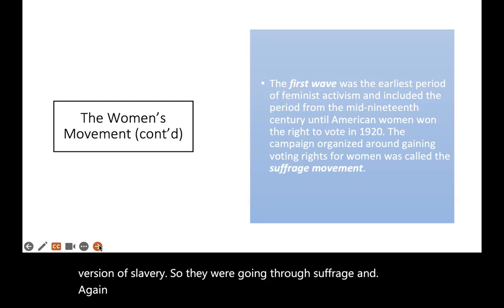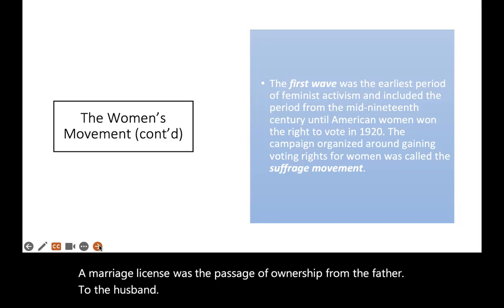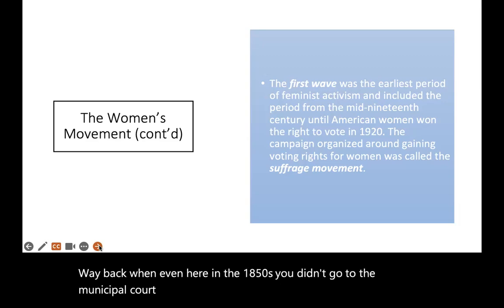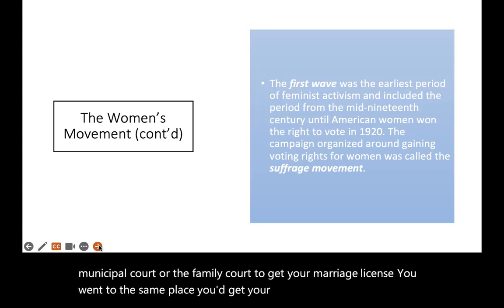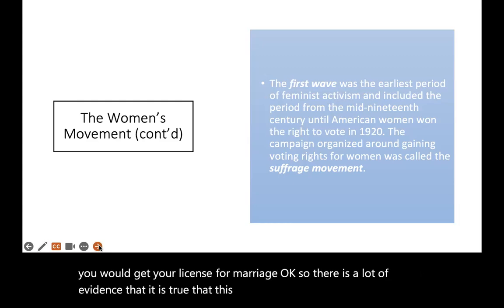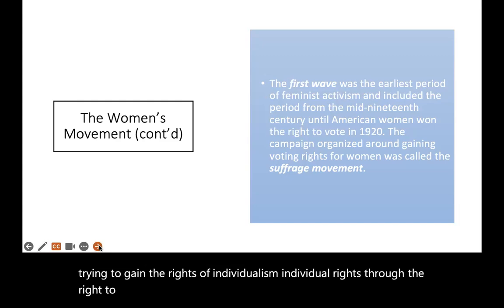And again, if we look back, a marriage license was the passage of ownership from the father to the husband. Way back when, even here in the 1850s, you didn't go to the municipal court or the family court to get your marriage license. You went to the same place you'd get your car licensed. And that's where you would get your license for marriage, okay? So there's a lot of evidence that this was a true suffrage movement, trying to gain the rights of individualism, individual rights through the right to vote. Okay.